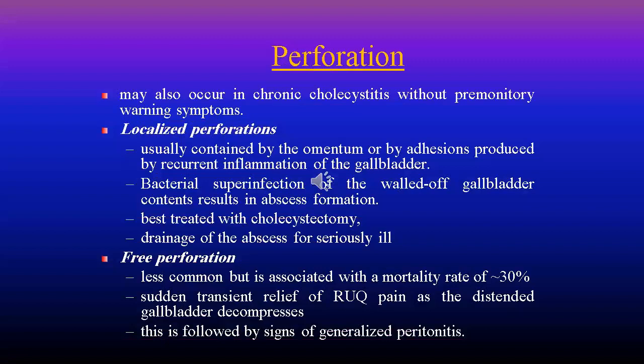Also, one of the complications of acute cholecystitis is perforation. Perforation may be localized perforation or free perforation. Localized perforation occurs when the omentum, which is called the policeman of the abdomen, goes to the perforation and seals it, which leads to a localized abscess. In free perforation, the bile goes freely into the peritoneum and causes bile peritonitis, and the patient gets septicemia and generalized peritonitis.